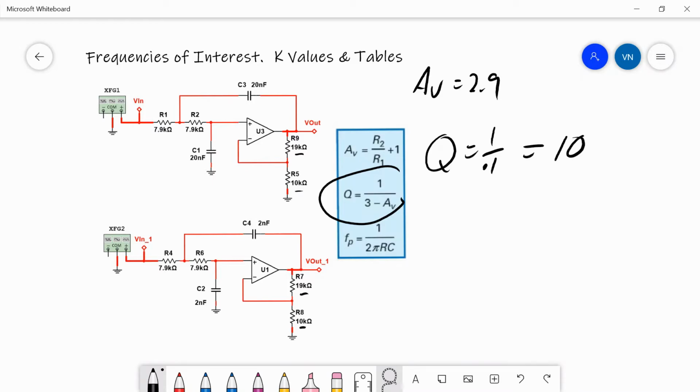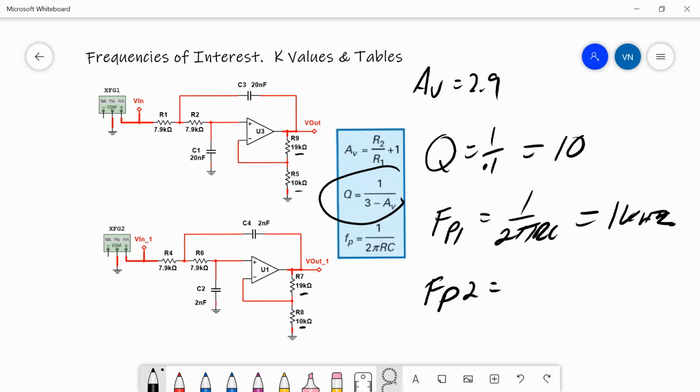The pole frequency on filter number 1 here is going to be 1 over 2 pi RC. That's going to give me a value of 1 kilohertz. So the top one has a pole frequency of 1 kilohertz, and the bottom one is going to have a pole frequency of 10 kilohertz. Let's take a look at these in Multisim and see what that means.